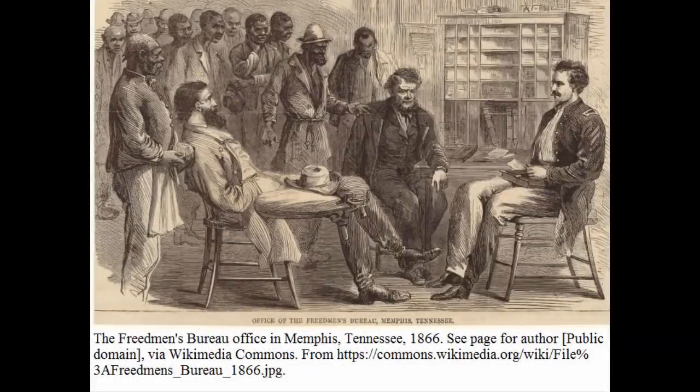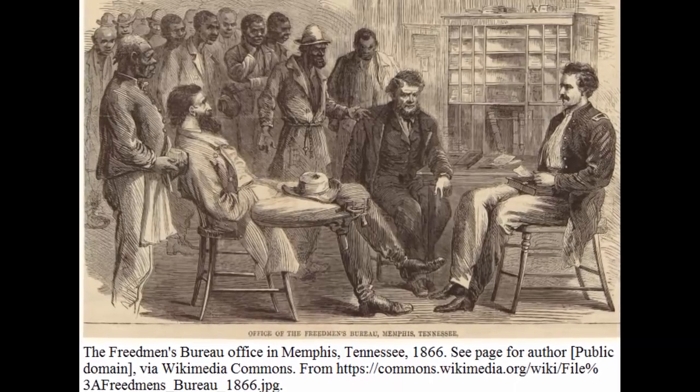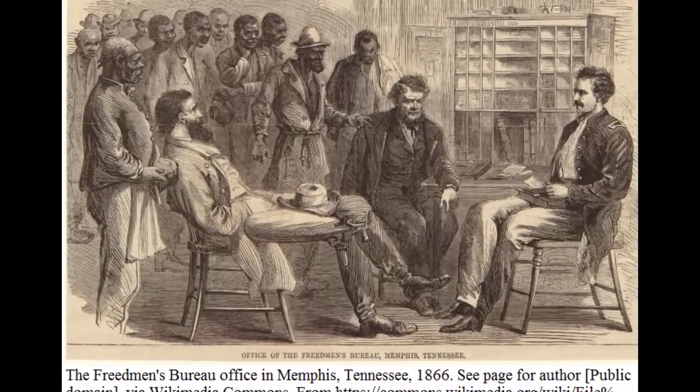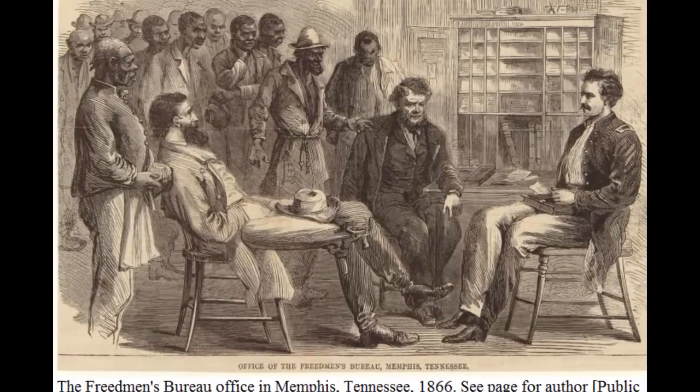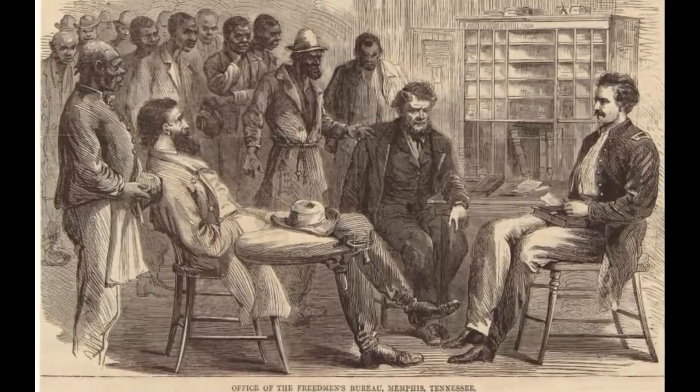And so Lincoln asked Congress to create the Bureau of Refugees, Freedmen, and Abandoned Lands, which was commonly referred to as the Freedmen's Bureau. This bureau was created to temporarily provide food, clothing, shelter, and medical care to the recently freed slaves and any refugees from the war.